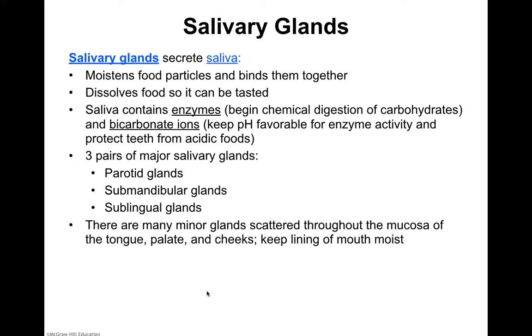There are three pairs of salivary glands, major pairs: the parotid, submandibular, and sublingual. There are lots of minor glands scattered throughout the mucosa, found in the tongue, palate, cheeks, that help keep the lining of the mouth moist.